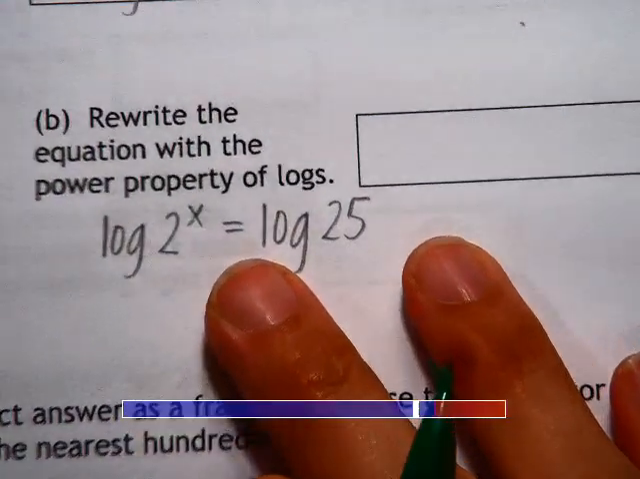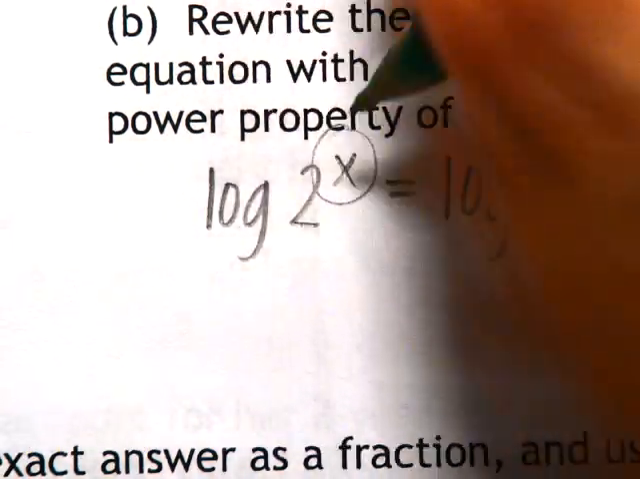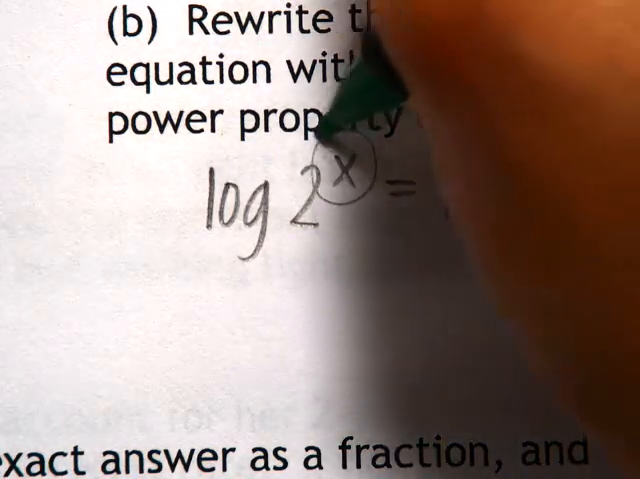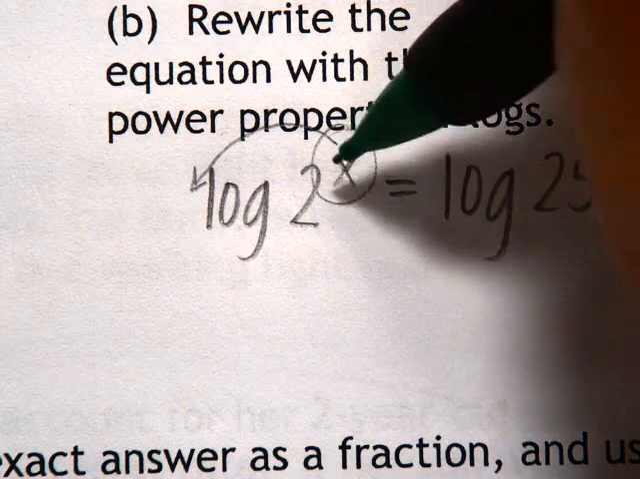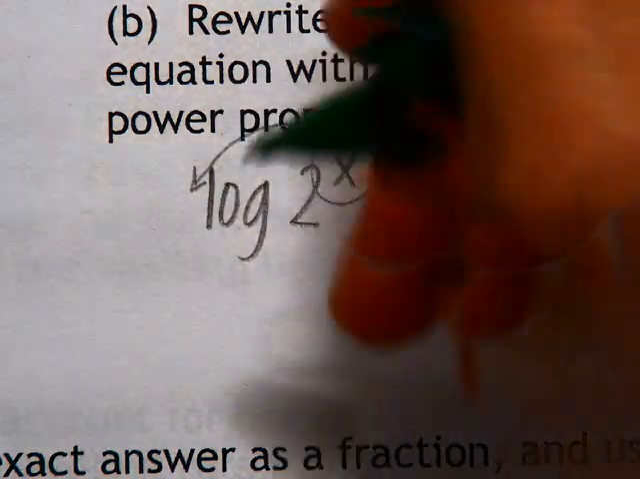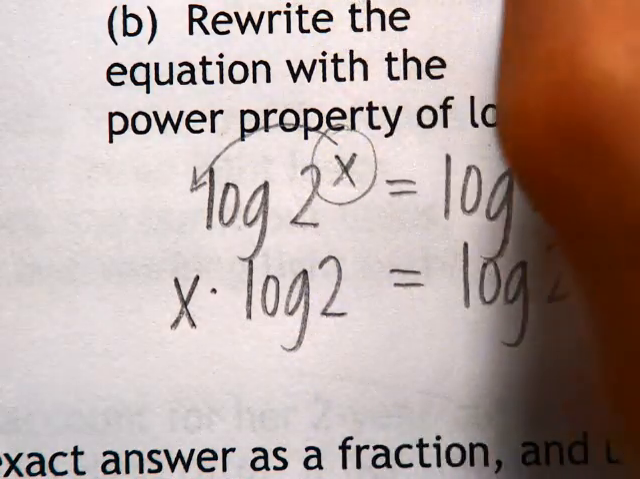I copied the equation down in my workspace here so you can see it. But notice on the left we have that power of x. That's a power in a log problem, which means it can move down to the front. The x is movable. Anytime you have a power in a log problem, it's movable. You can move it down to the front. If I move it down to the front, it becomes x times log 2. Now I don't have anything to move on the right hand side, so I'm not going to bother.